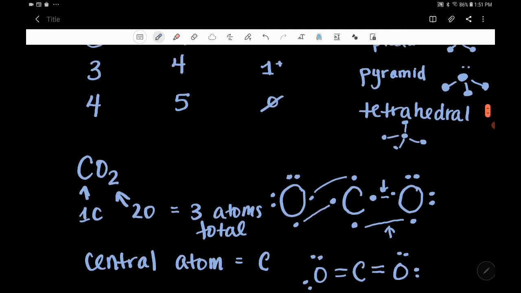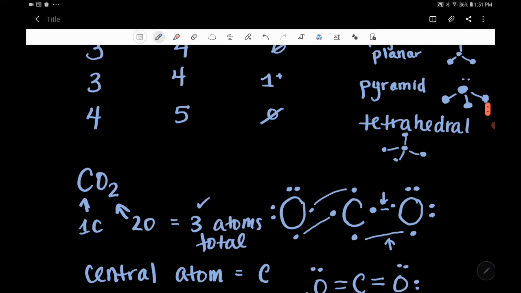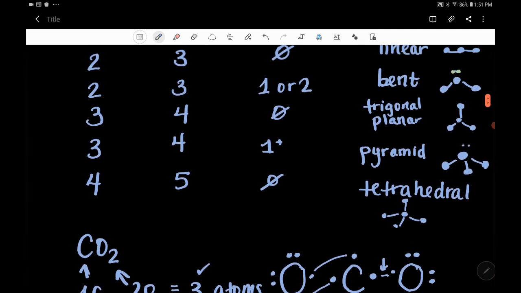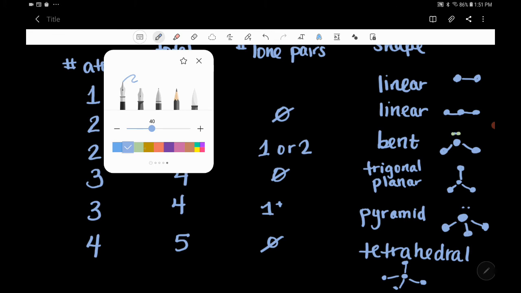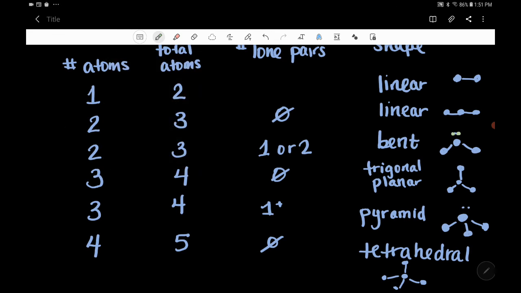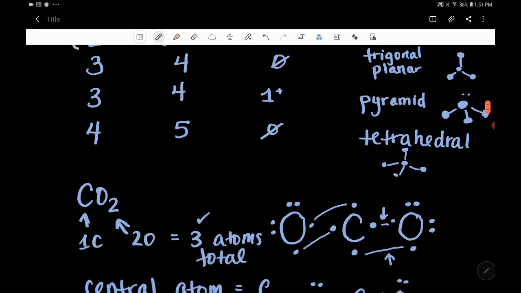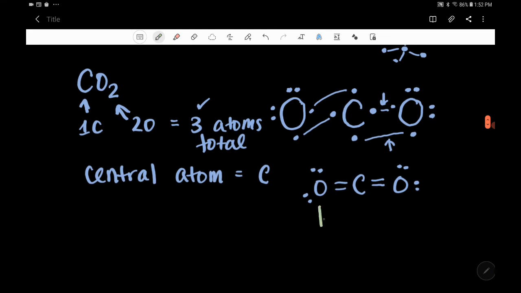Okay, so that's great. So now we know total atoms is three. We know that there's a central atom, two atoms attached to it, one, two, and no lone pairs. So let's use our chart. We have two atoms attached. Uh-oh, so now we got options. Three atoms total, still got options. Number of lone pairs on the central atom is 0, because carbon has no lone pairs on its central atom, so the shape of this is linear. And that matches with the long way that we did in another video. So that's a great example.